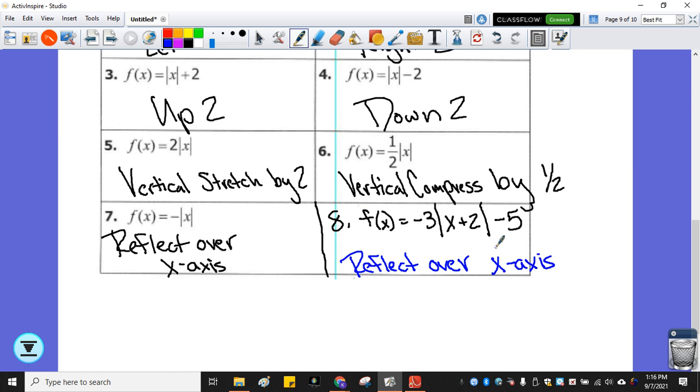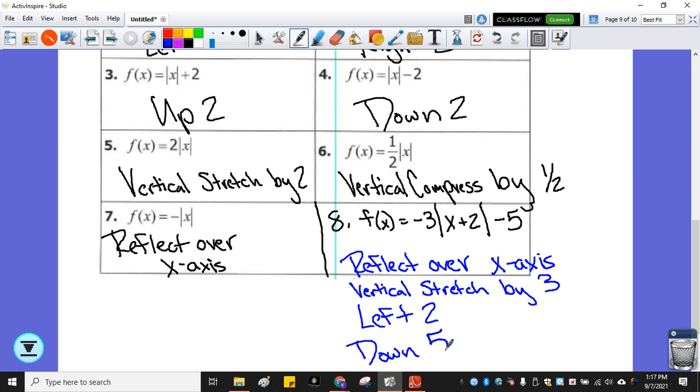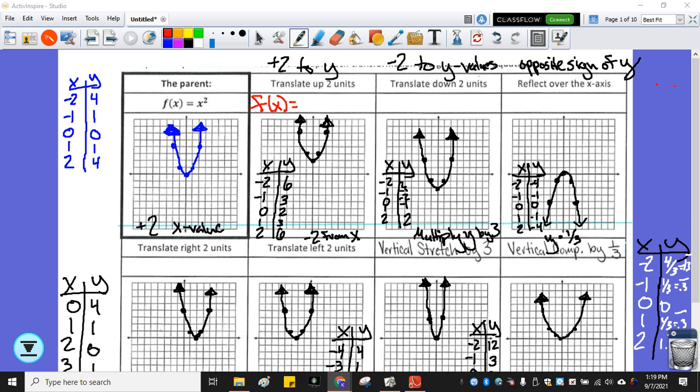Inside plus 2, left 2. I forgot the 3. So it's a 3, not a negative 3. The negative is your reflection. Then the 3 is your vertical stretch. And then the last thing, down 5. In any order, those are just all your transformations.